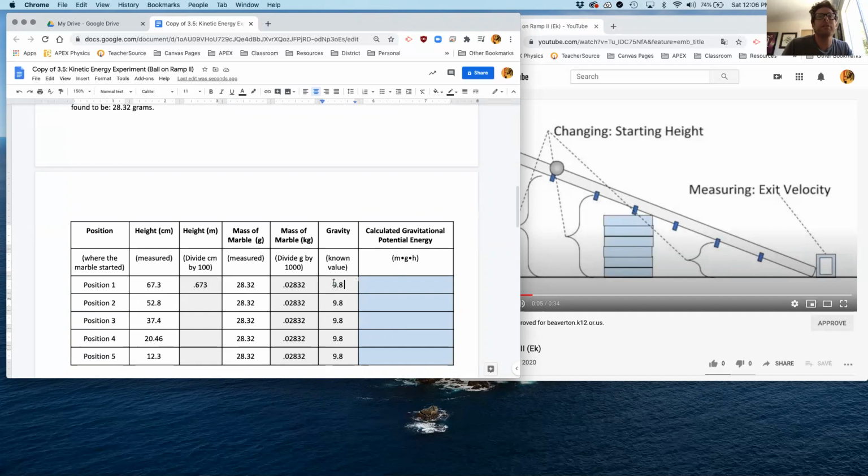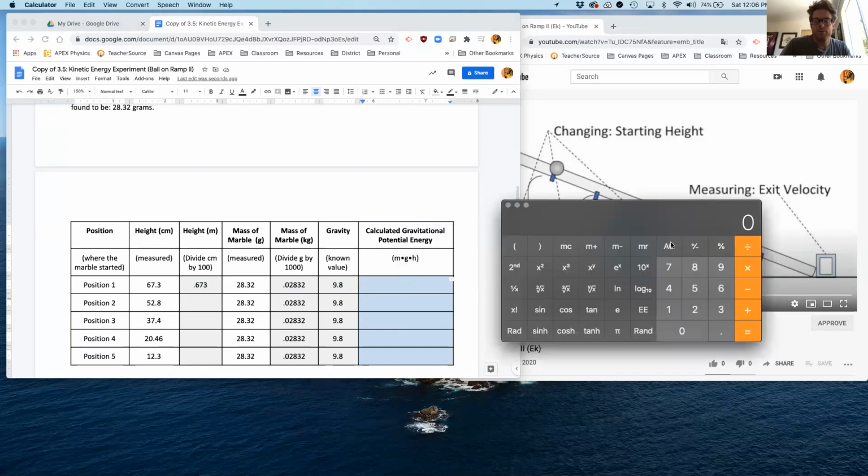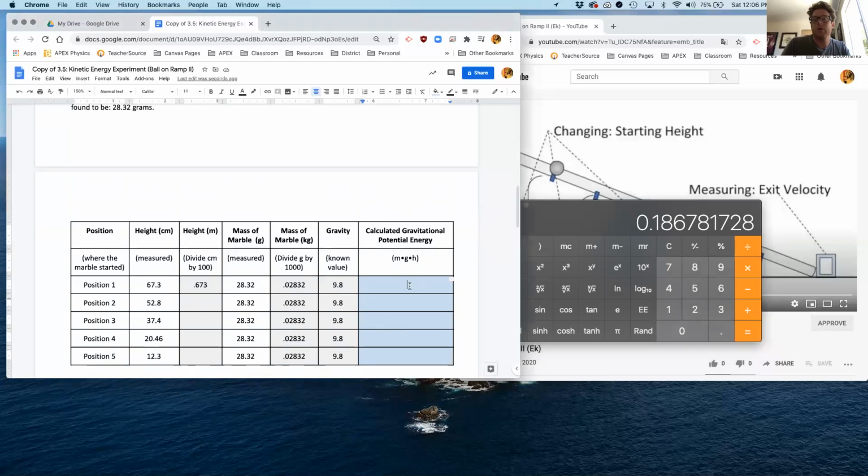Okay, cool. Now, the last thing I do is calculate the mass times the gravity times h. Well, the gravity we know is 9.8. So I'm going to take this number, multiply it by this number, and multiply it by this number to get this one. If I use my calculator, I go 0.673 times 0.02832 times 9.8 equals, and I get 0.186. Okay, and I'm going to do that all the way down.